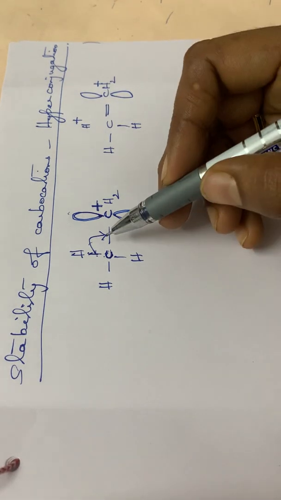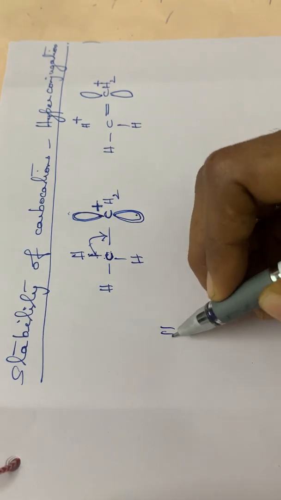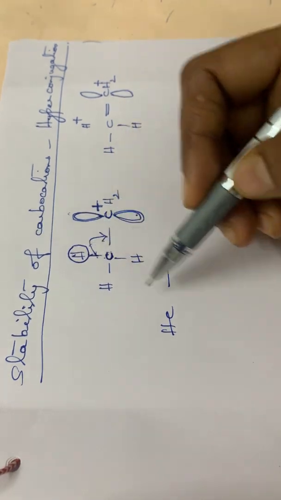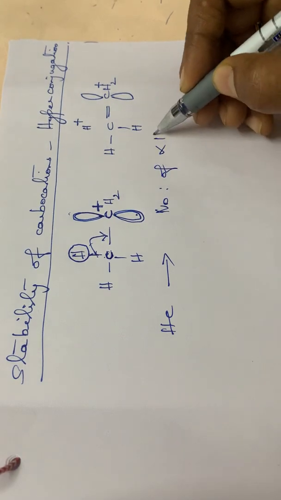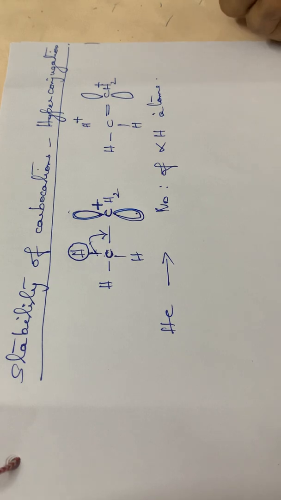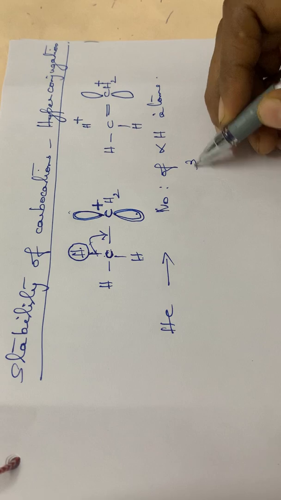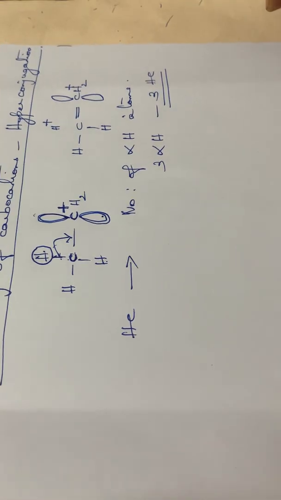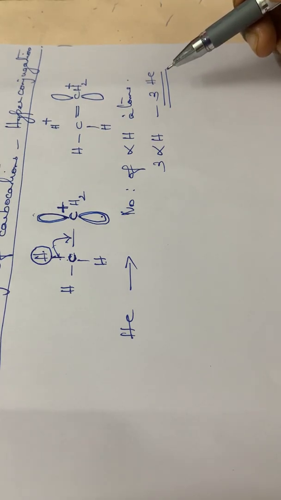So here in the case of the ethyl carbocation, how many hyperconjugative structures are possible? See how many alpha hydrogens. The hyperconjugative structures denote the number of alpha hydrogen atoms, isn't it? It depends on the number of alpha hydrogen atoms. So here how many alpha hydrogens? 1, 2 and 3. So 3 alpha hydrogens means 3 hyperconjugative structures are possible.